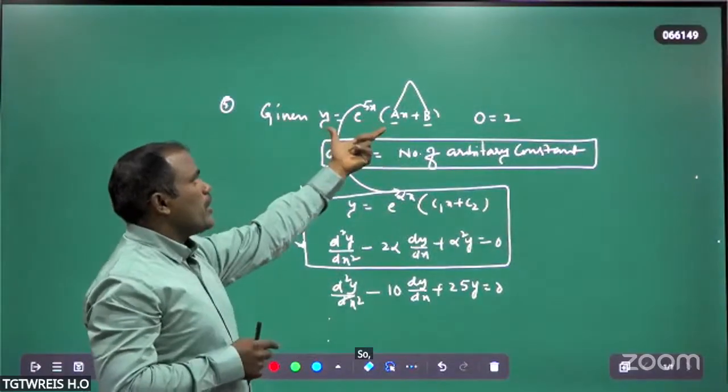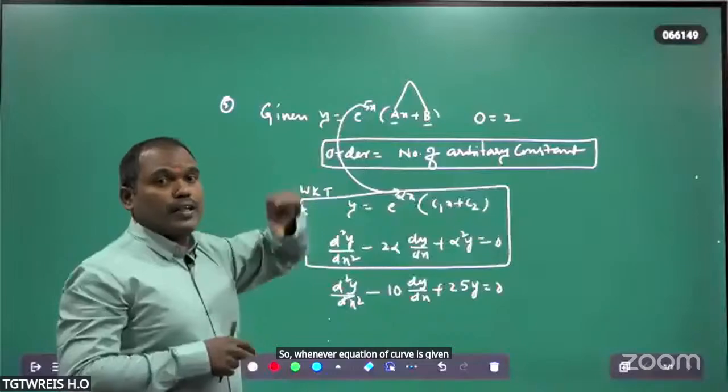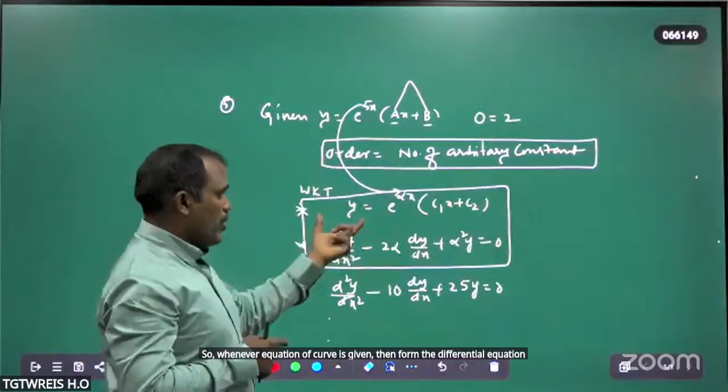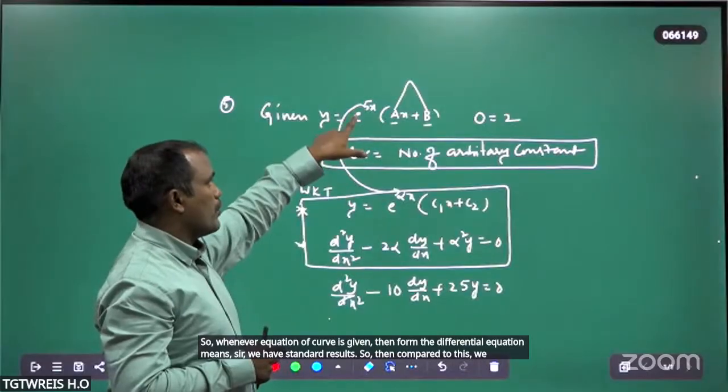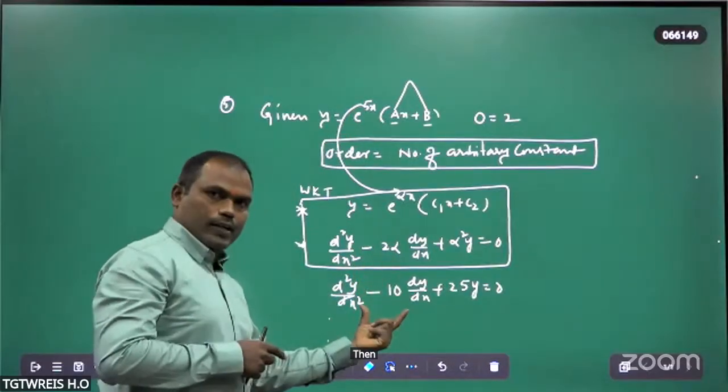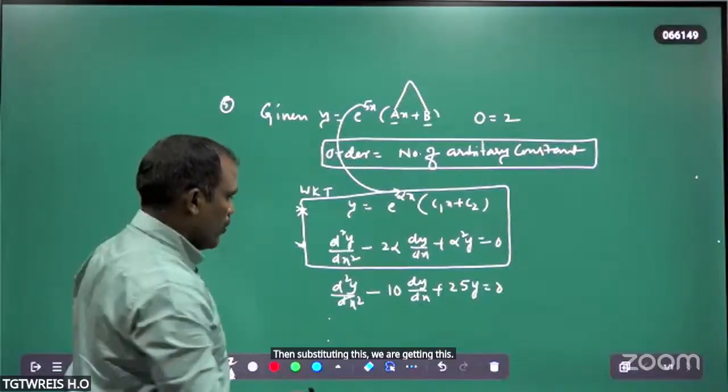So whenever the equation of a curve is given, then to form the differential equation we have standard results. Comparing with this, we have alpha equal to 5. Then substituting in this, we get this. And one more example.